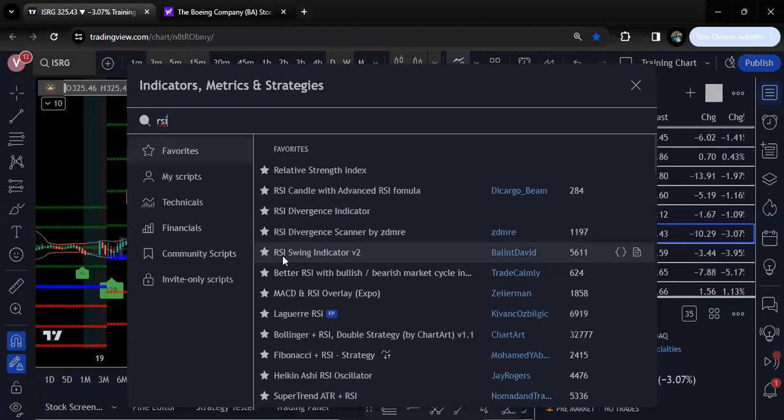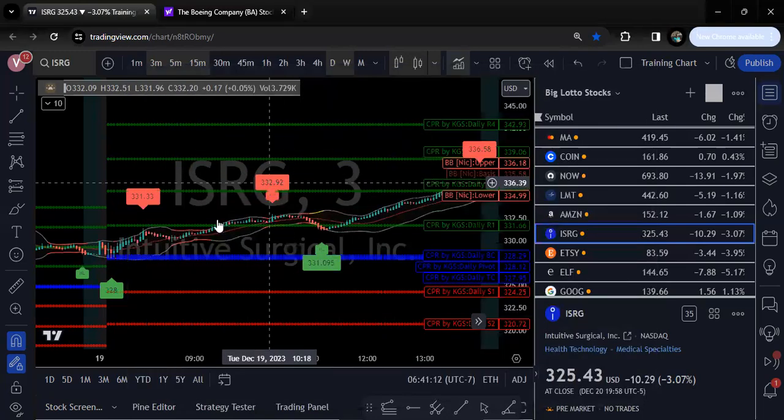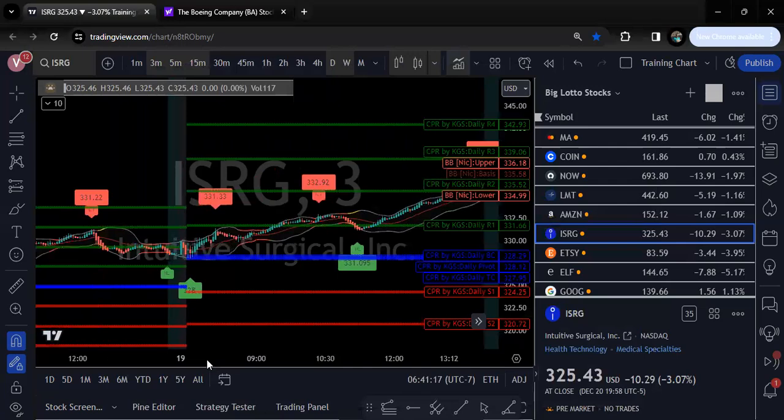So if a stock is overbought, it will give you a higher high or a lower high. If it's oversold, it will give you a lower low or a higher low. So I like the fact that it's using RSI. So that's why I prefer it rather than the other one. Everybody loves the one for colors.